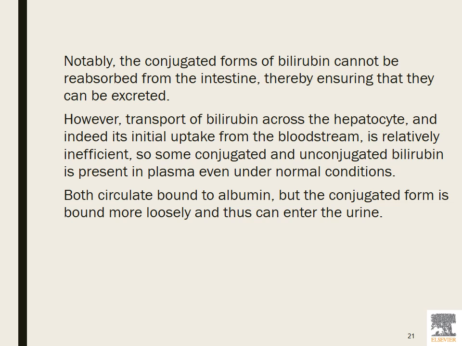However, transport of bilirubin across the hepatocyte and indeed its initial uptake from the bloodstream is relatively inefficient, so some conjugated and unconjugated bilirubin is present in plasma even under normal conditions. Both circulate bound to albumin, but the conjugated form is bound more loosely and thus can enter the urine.